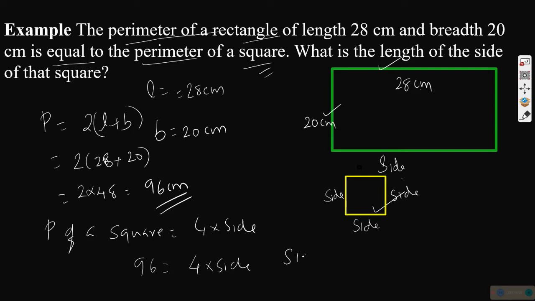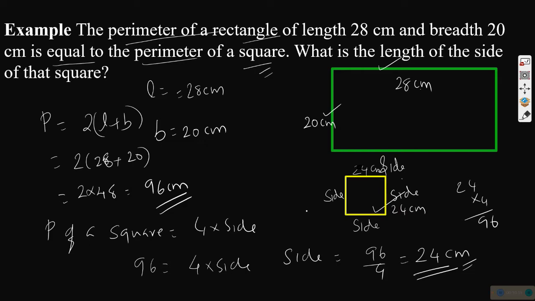So side is equal to, we will divide both sides by 4. This 4 will cancel. 96 upon 4, which is equal to 24. So 24 into 4 is equal to 96. We know each side will be of 24 centimeter, 24 centimeter, 24 centimeter, 24 centimeter. Understood, my dear students? This way we solve that.